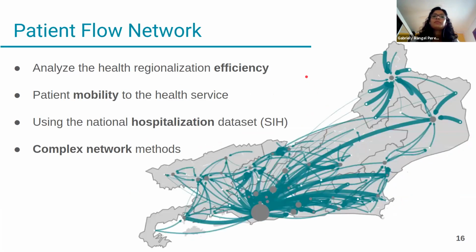So we developed this research to analyze the health regionalization efficiency. And to analyze it, we're using the patient mobility to the health service, the patient flow network, just like this example here. And we use the national hospitalization dataset and some complex network methods to analyze it.